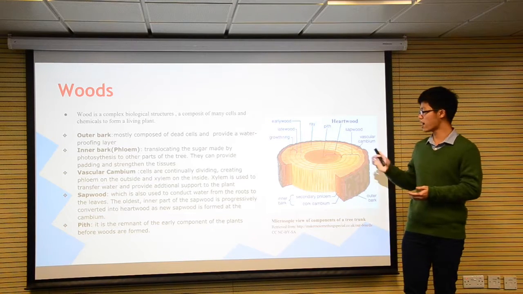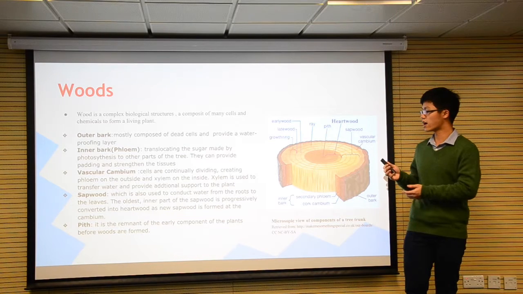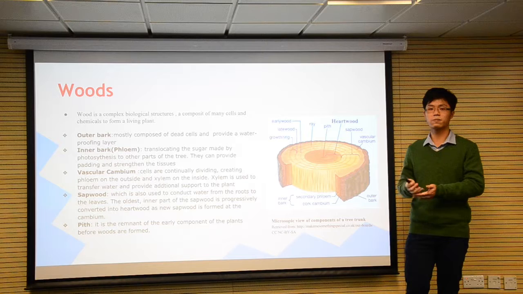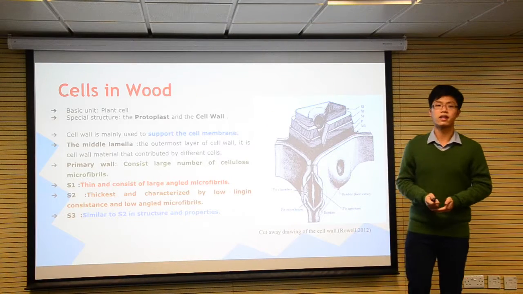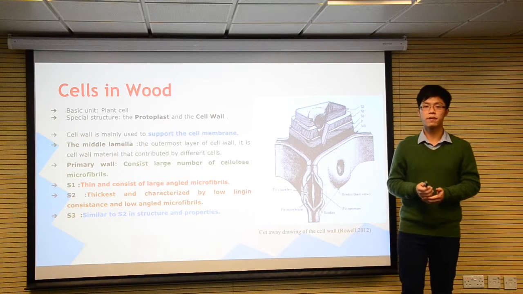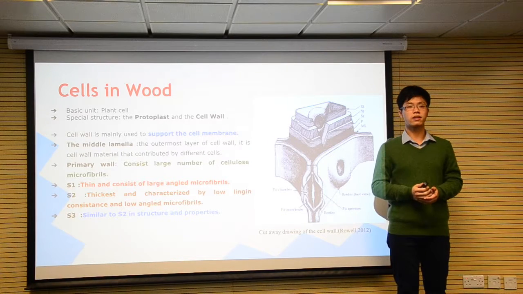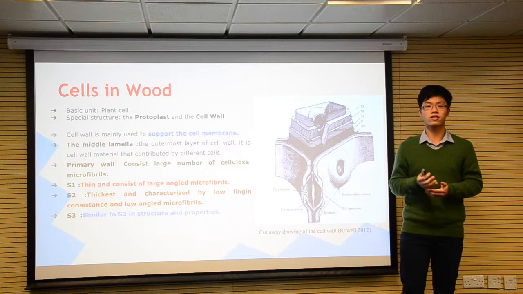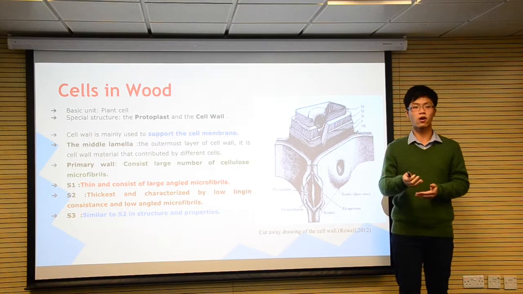And the center of the wood is the pith, and it is the remnants of the plants before wood is formed. And the next part I will talk about the cells in wood. The basic unit of wood is called the plant cell. What makes a wood cell different from a normal plant cell is that a wood cell consists of protoplast and cell wall.